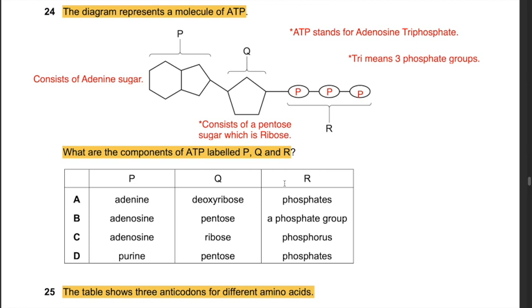And Q is not deoxyribose but pentose, because ATP, remember it carefully, ATP has a pentose sugar which is only ribose, not deoxyribose, thereby leaving us with the best possible answer being D. P being purine, Q being pentose, R being phosphates.